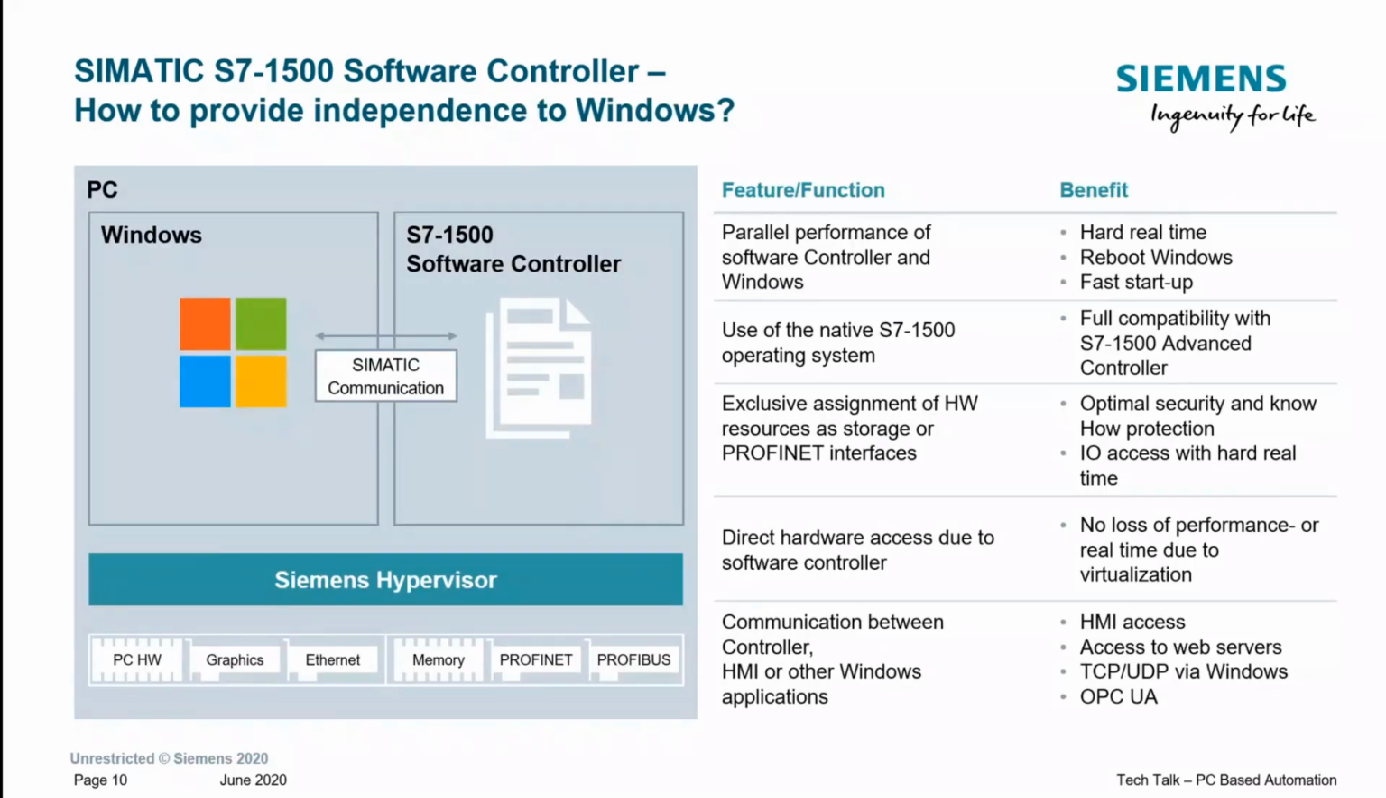Now, the reason why this is good for us is it allows us to have the software controller accessing only certain parts of the hardware that we want. So if we imagine, for example, an IPC that maybe has 3 network adapters, we can exclusively assign use of those network adapters either for Windows, or we can assign it directly to the software controller. So in terms of security, this is a great way to keep these separated.